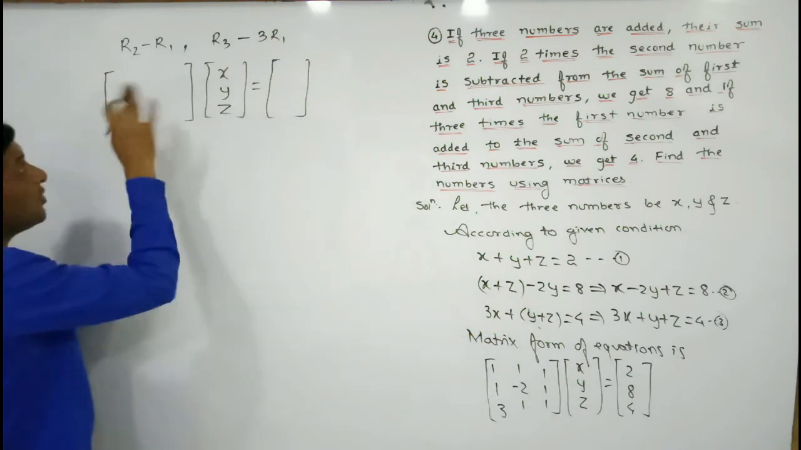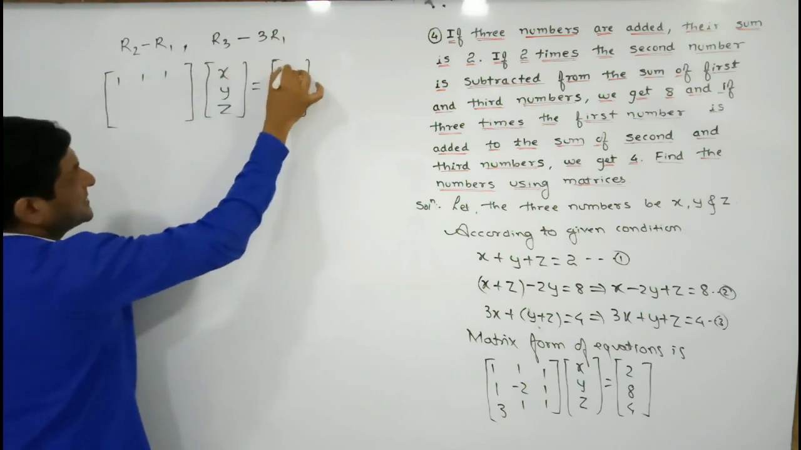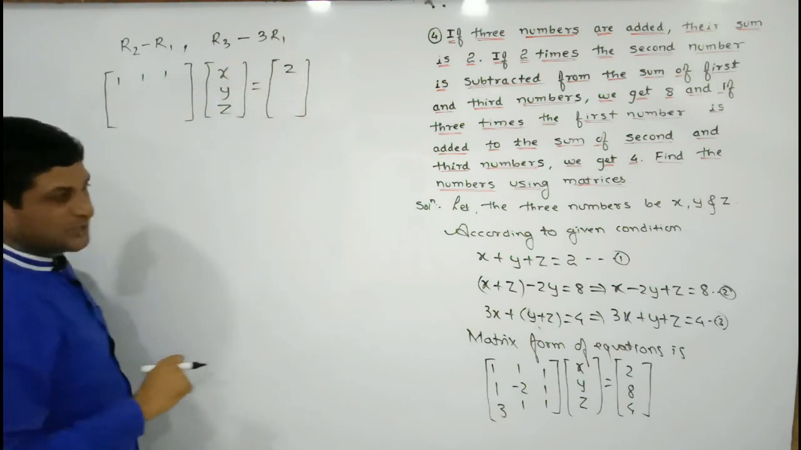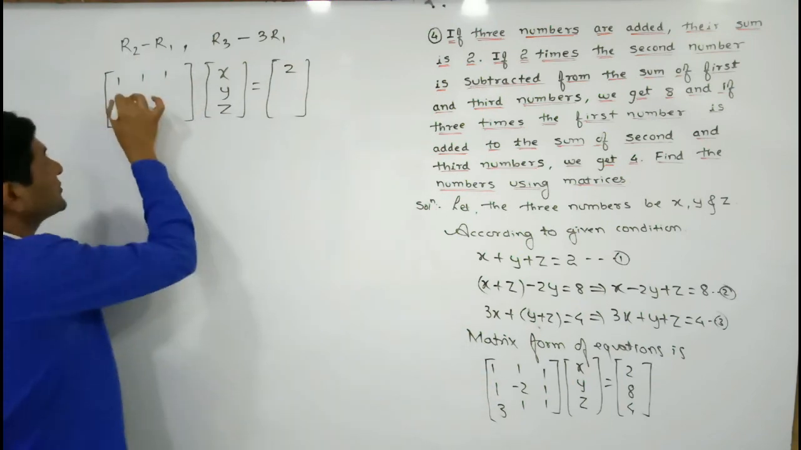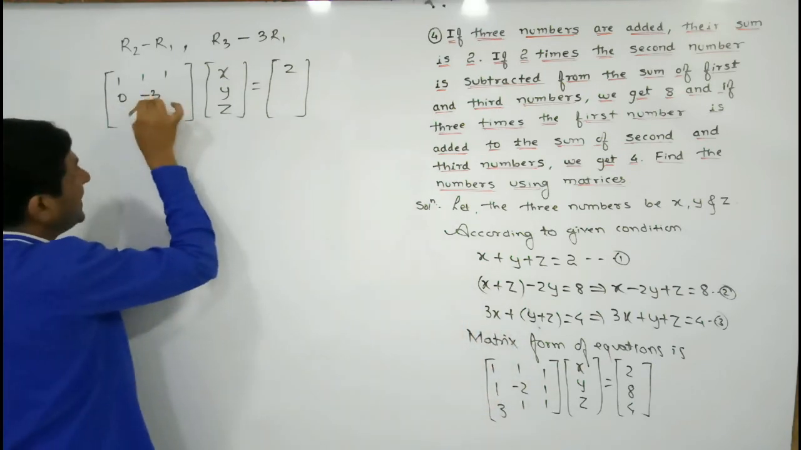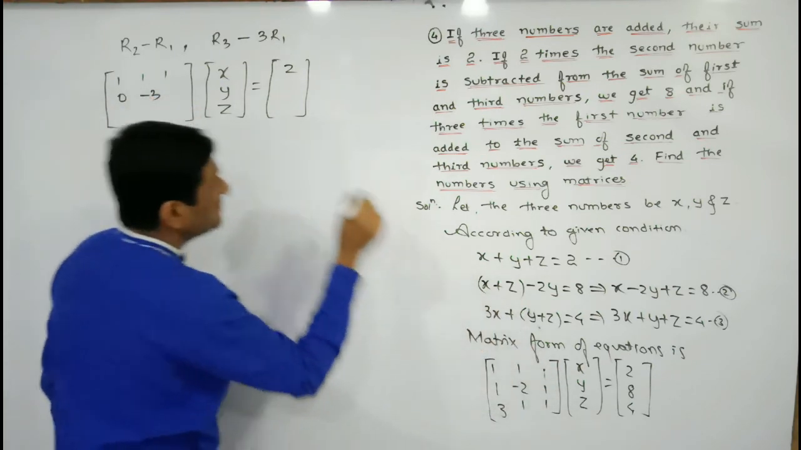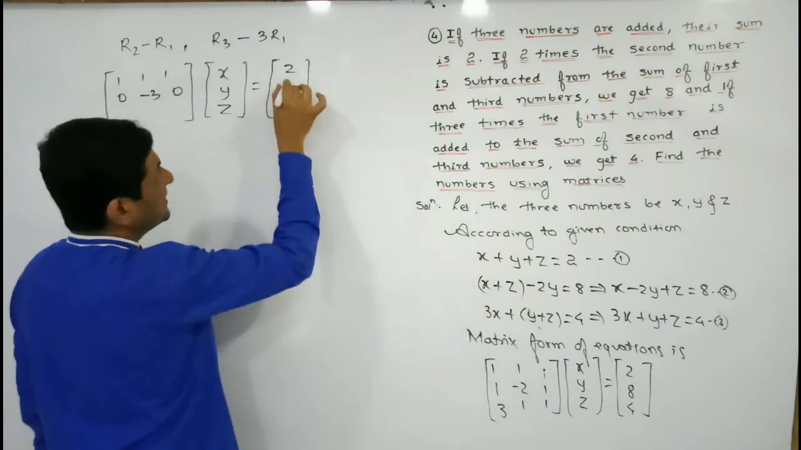As it stands, there is no operation on R1, so keep the elements of R1 on both sides as they are. Now perform this operation on R2: R2 minus R1. 1 minus 1 is 0. Then here, minus 2 minus 1 is minus 3, and here 1 minus 1 will become 0, and on that side also 8 minus 2 will become 6.